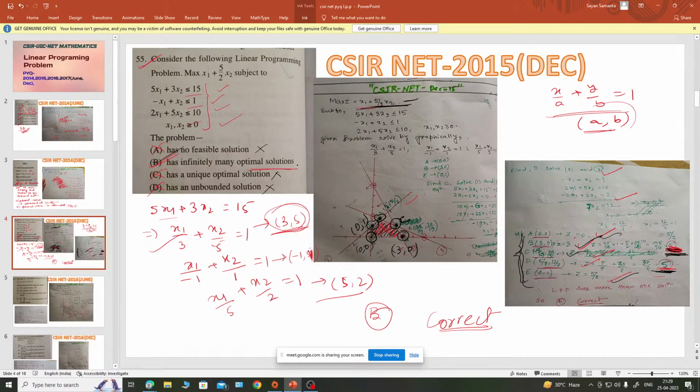Has infinitely many optimal solutions. We can see that there are 2 optimal solutions. So here the maximum value is 5, and 5 exists 2 times, so more than one solution exists. So the LPP has infinitely many optimal solutions. So here option B is correct. I hope it is clear.